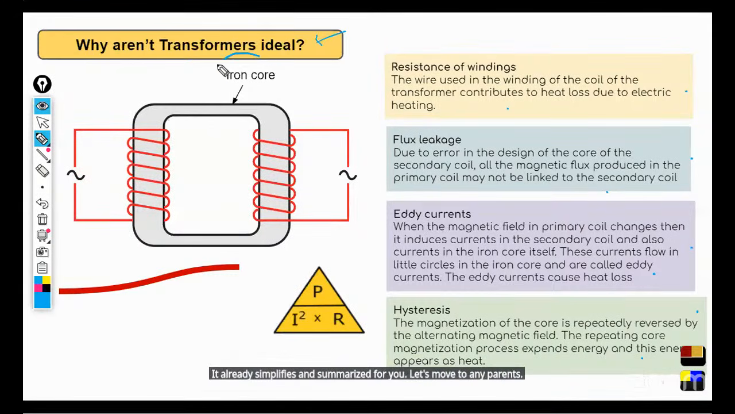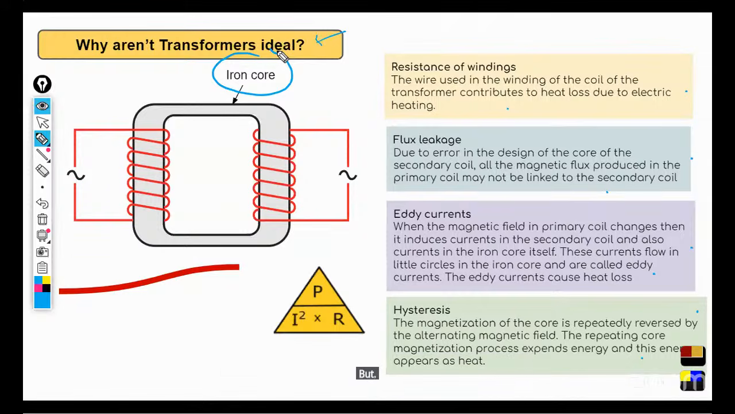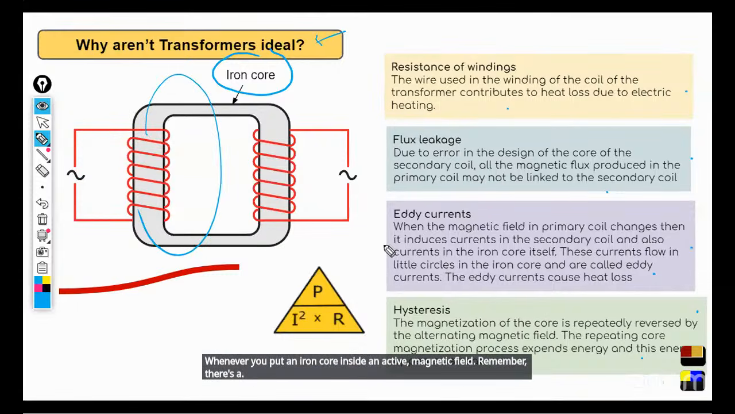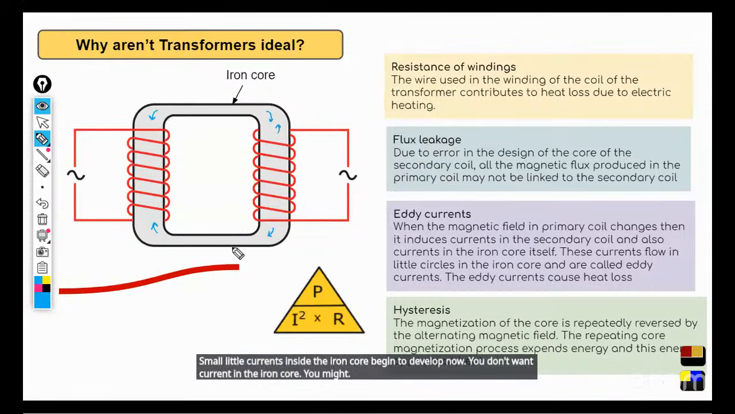Remember, for a transformer to work better, it's not necessary, but the iron core helps it work better. But it introduces a small little problem. Whenever you put an iron core inside an active magnetic field, remember there's a magnetic field here, right? What begins to happen? Small little currents inside the iron core begin to develop. Now, you don't want current in the iron core.